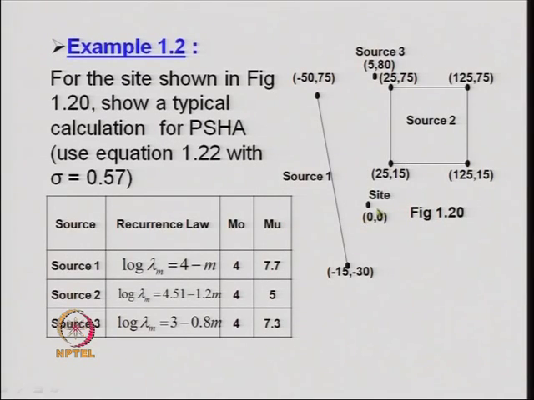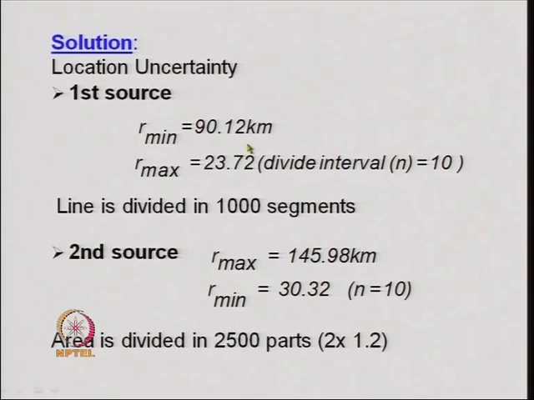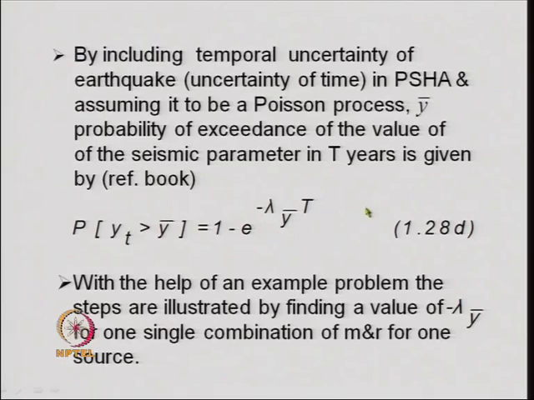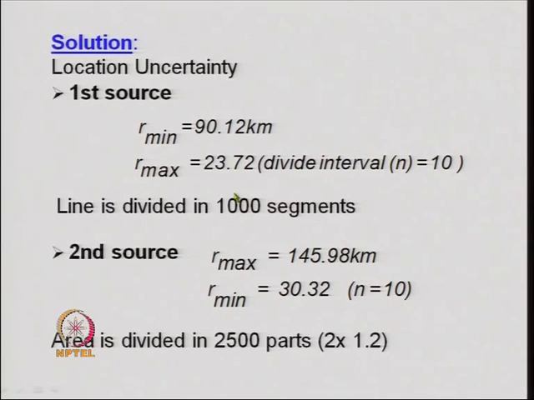That means if I join these two points, the distance will be 90.12, and R minimum will be equal to, if I draw a perpendicular from this side to this source, then that perpendicular distance is 23.72. Now we divide this maximum R and the minimum R into 10 equal divisions, so that there is a bucket interval of certain value.